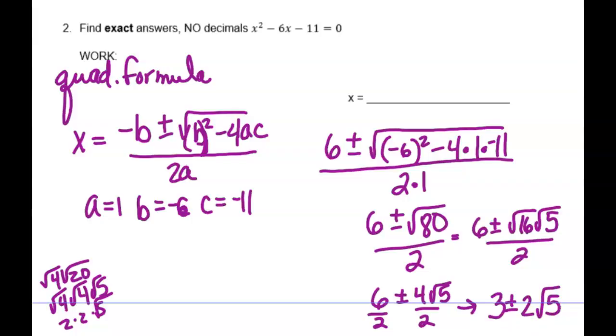Any questions? Some of these things are on another review packet a second time.